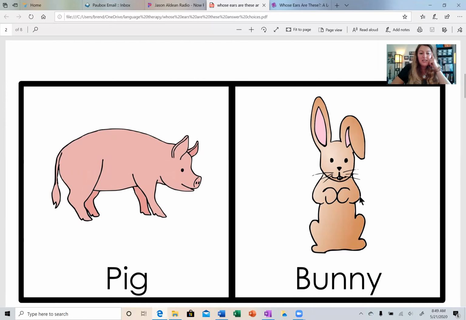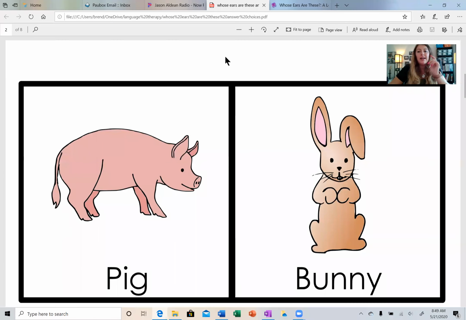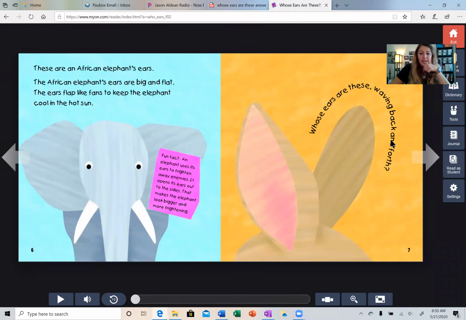So do you think those ears belong to a pig or a bunny? What do you think? Let me show you them again. Here's the ears. So do you think these ears belong to a pig or a bunny? I'm gonna make my guess. We'll see if I'm right. All right, friends, and as always, if you need more time, you can pause the video. If I'm going too fast, pause the video to make your choice. Okay? All right. Let's see who they belong to.